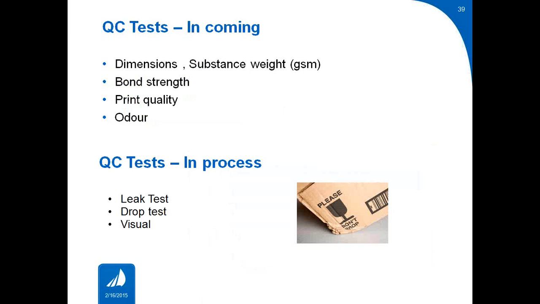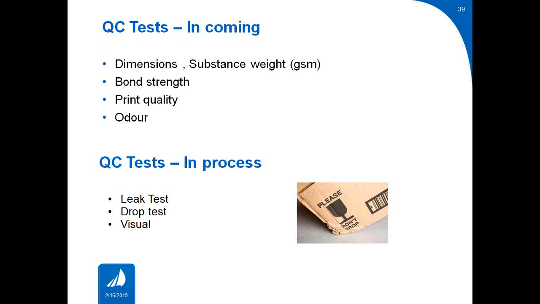Assurance part. We test, we design, we test, we retest and ensure that I am assuring these properties in my packaging material, whether it is print, whether it is strength, whether it is barrier, whether it is leeching, whether it is scalping, everything.